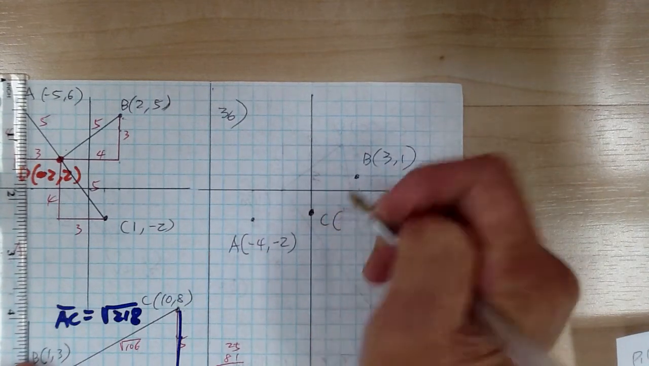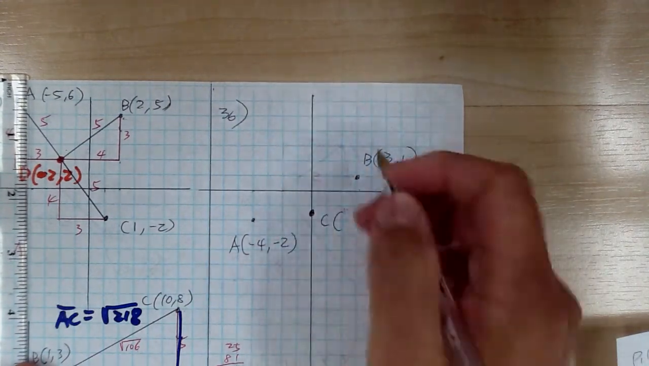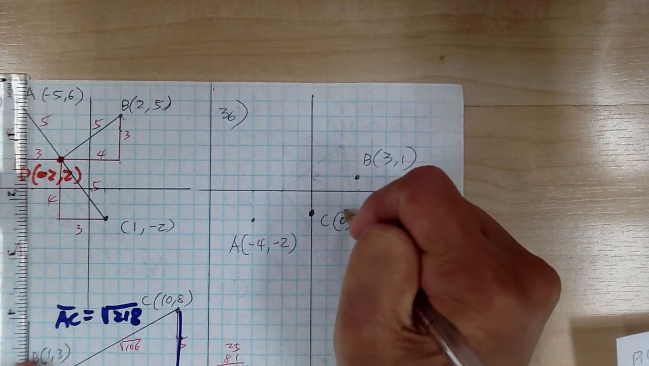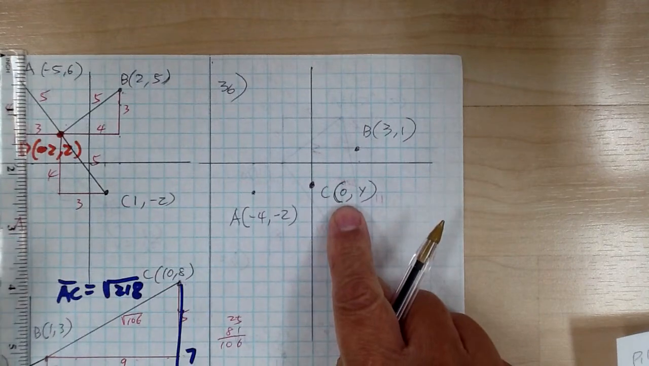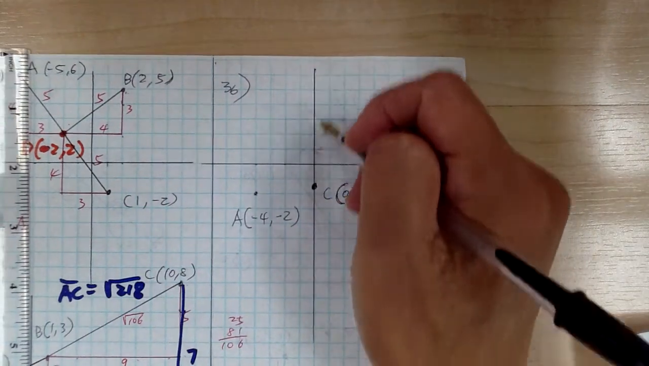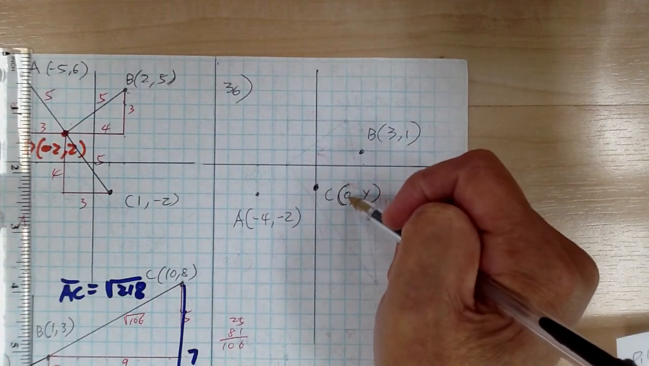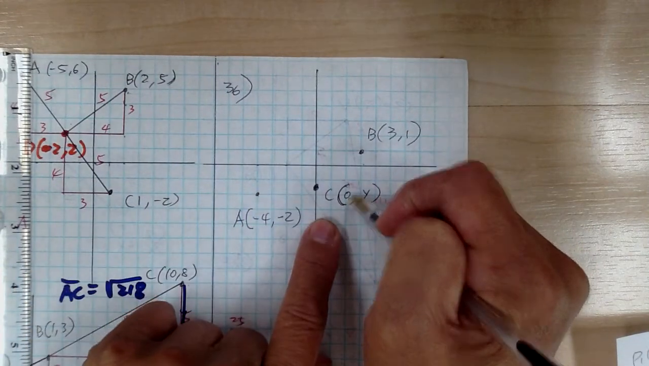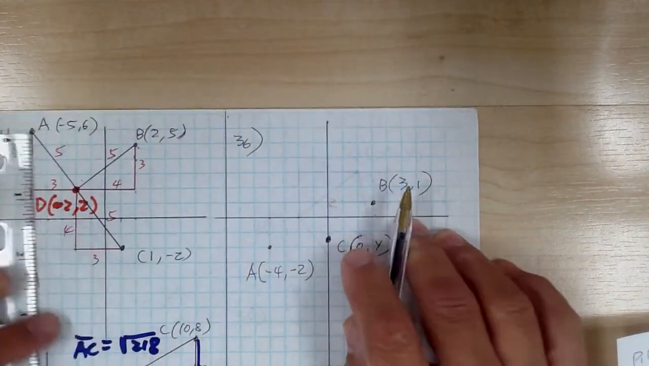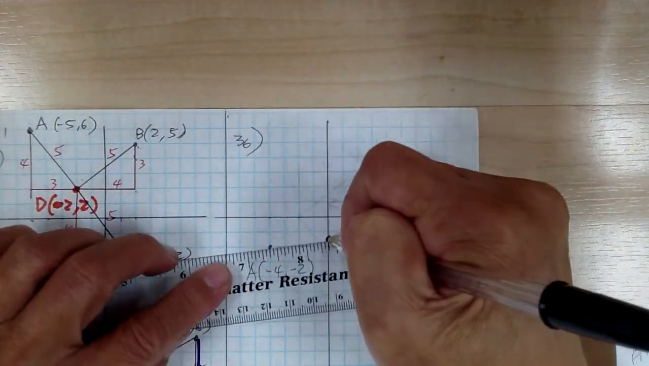Since it's on the y-axis, x equals 0, and the y we don't know, so just keep it as a variable. Again, if you know it, then you put down a number. If you don't know, keep it as a variable. This point is on the y-axis, so x equals 0, but the y can be anywhere, right? Now you have to apply the condition.